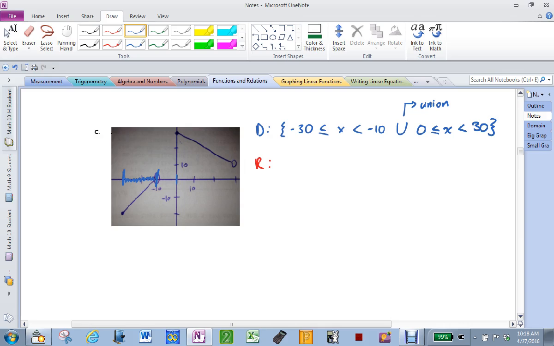29.999999 repeating, on a graph. Okay? Cool? Great. Do the R.